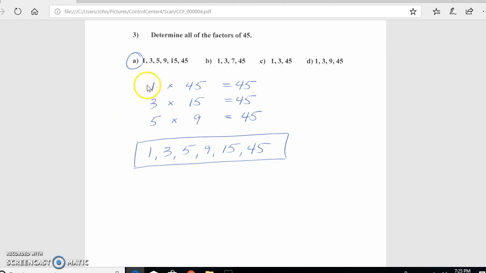And then we list out those factors in order down this column, 1, 3, 5, and then back up this side, 9, 15, and 45. And we have all the factors of 45 listed, which is letter A for the answer.